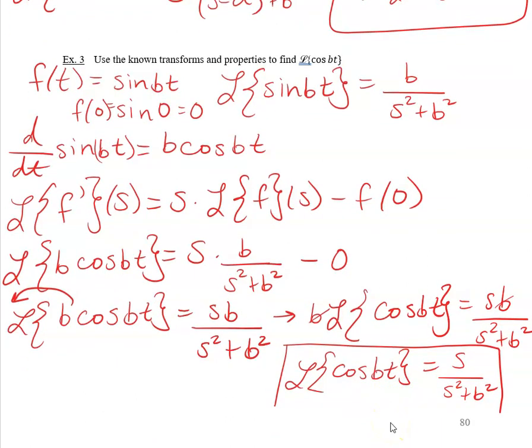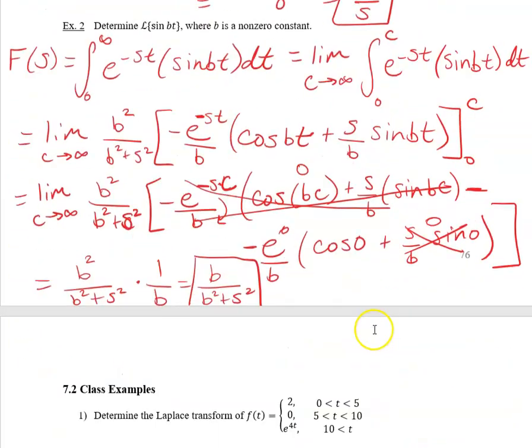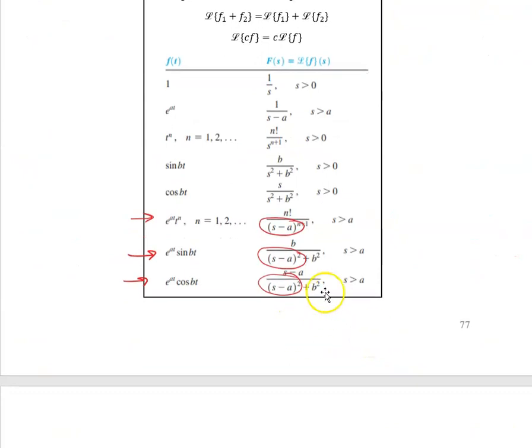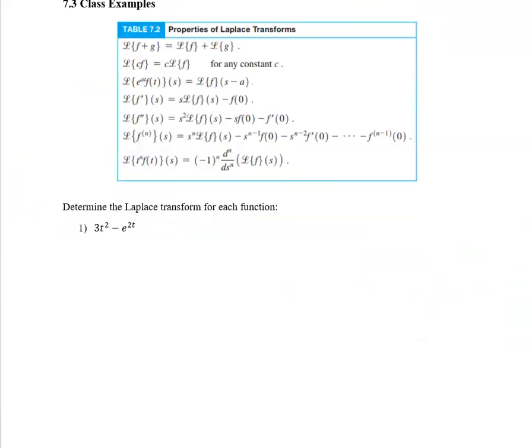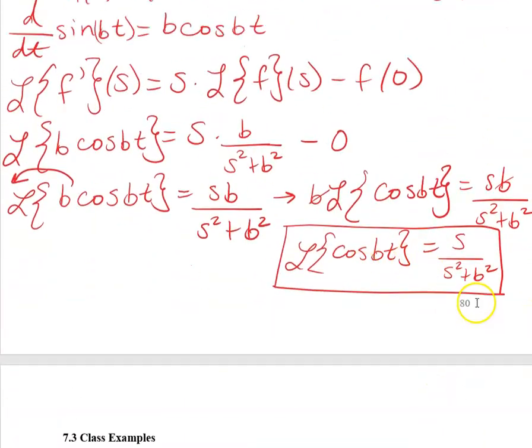And by the way, if you go back, that is in our table. Let me go back to 7.2. I'm going to keep going back to this table because we're going to use this all throughout the chapter. Here it is right there. The Laplace transform of cosine of bt is s over s squared plus b squared. And you can see that we just verified that using the derivative property.